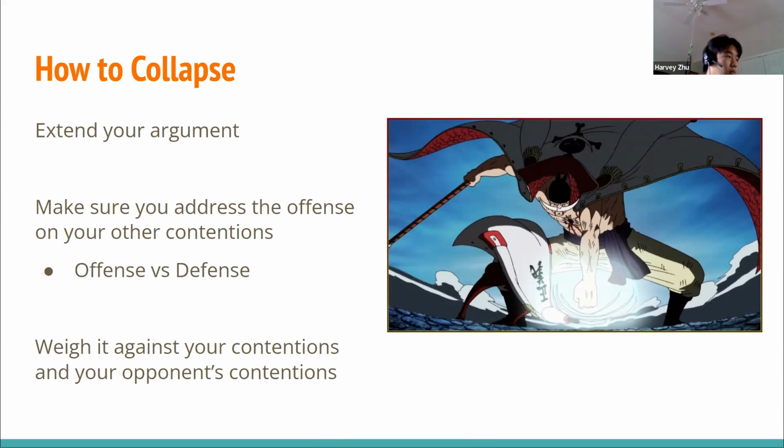The second thing you have to do is address the offense on your other contentions. So here I'll explain what offense and defense is. Offense is basically reasons why you should win. The 3 reasons that I gave before about how it's cheap, safe, and it enhances security are all offensive reasons why the judge should vote for you.